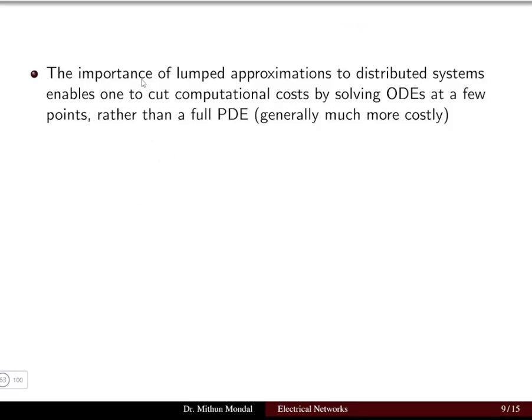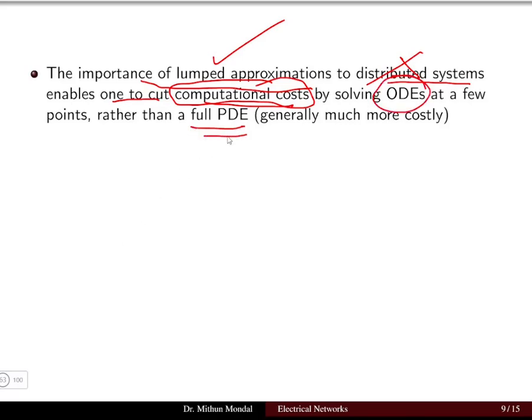Now, the importance of lumped approximation to distributed systems is that it enables one to cut computational cost. Generally, whenever we are solving any circuit, there is some burden in terms of computational cost. So we do not go for the distributed system; rather we go for the lumped approximation, and we need to solve the ordinary differential equation rather than the full partial differential equation.